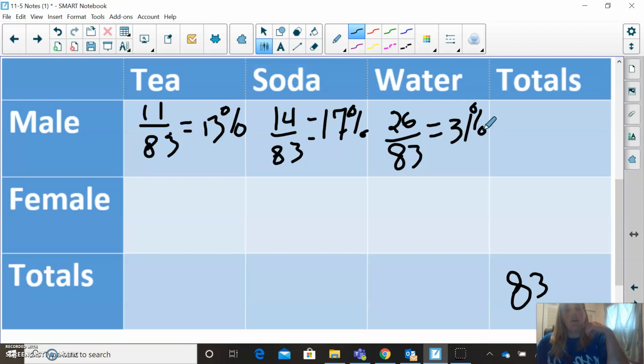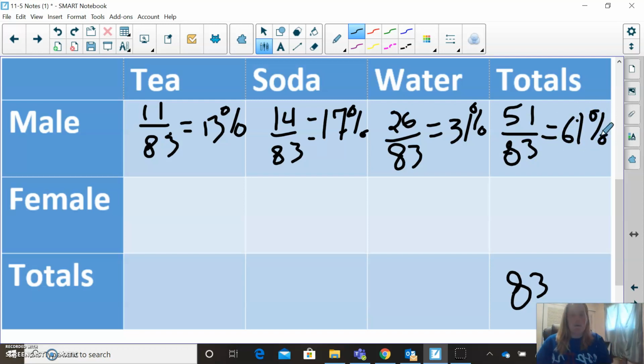Now we also had 51 males in total. We're going to put that over the total amount of the population, and that's going to be over 83. And that equals 61%. So 61% of the people that responded were males.